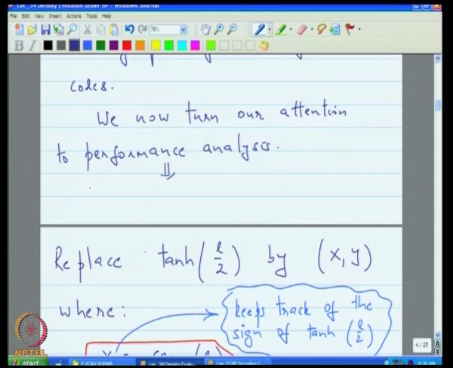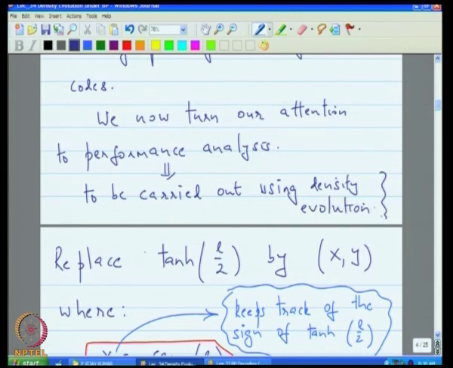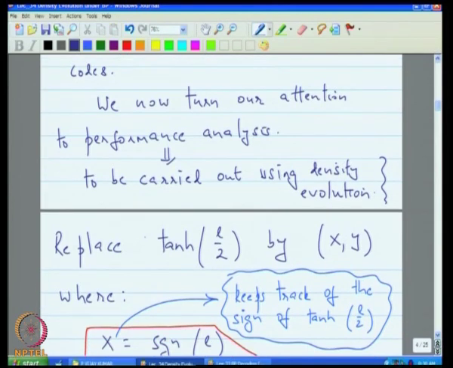The performance analysis will be carried out via density evolution. So, this is to be carried out using density evolution. Okay, so what does that mean? Perhaps I should pause to illustrate that a little bit.